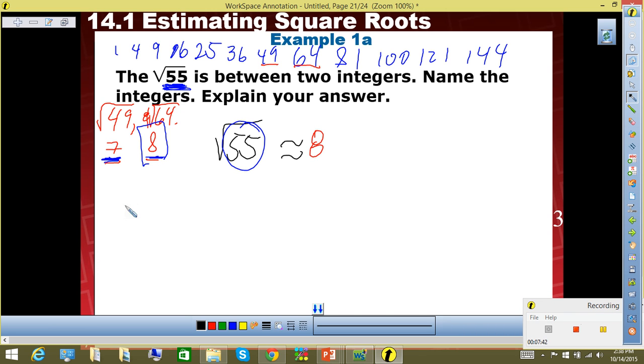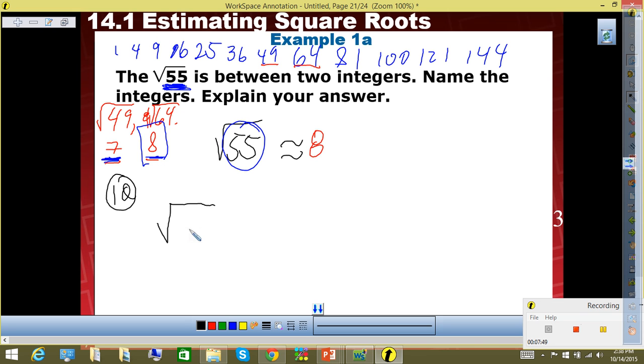Vamos a hacer otro. Example 1Q. I want you to estimate the square root of 20. See what that gives us. Give me what two numbers it's in between, and then find me the estimate. Go.